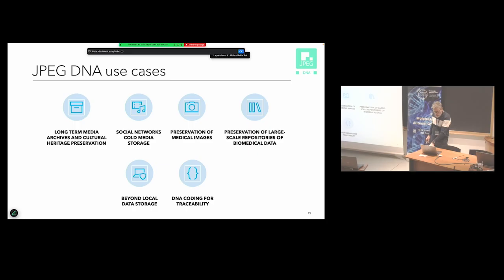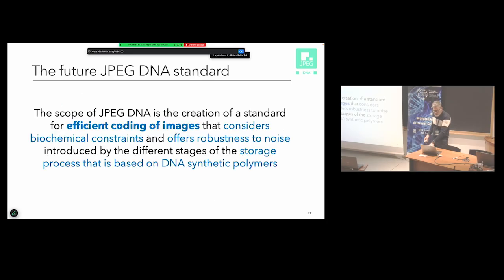I have 1 minute. I will not explain the standard, but I want to let you know that there is the first international standard for image storage on molecules. JPEG DNA will be released next year. The scope of JPEG DNA is the creation of a standard for efficient coding of images that considers biochemical constraints and offers robustness to noise introduced by the different stages of the storage process, based on DNA synthetic polymer. Part one of this standard will be released next year.